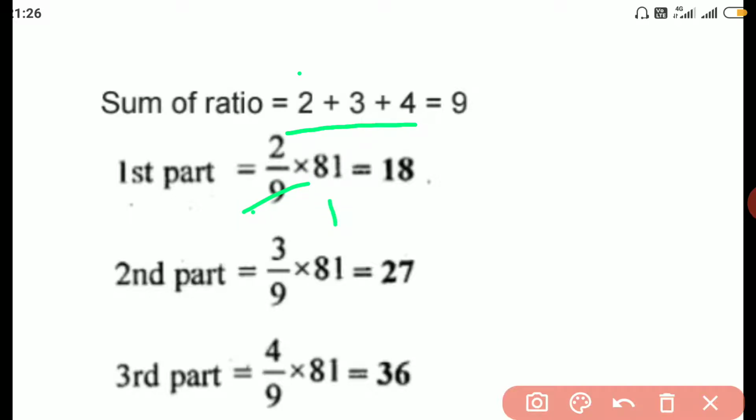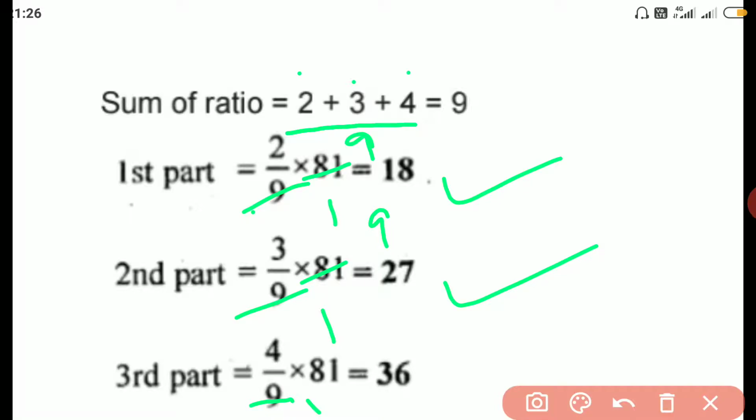9 1 times and 9 times will give me 81. So 2 into 9 is 18, right? Similarly, the second part, 3 upon 9, because the second term is 3. So 3 upon 9, 9 1 times and 9 times. So 3 into 9 is 27. And the last one, 4 upon 9, because 4 was the last term. So 9 1 times, again 9 times, will give me 4 into 9 as 36.